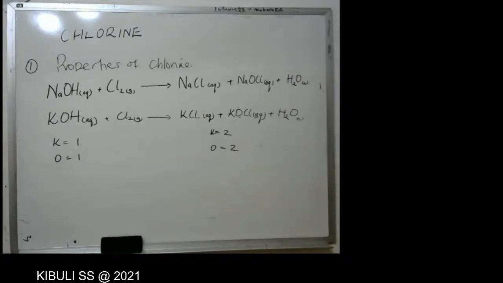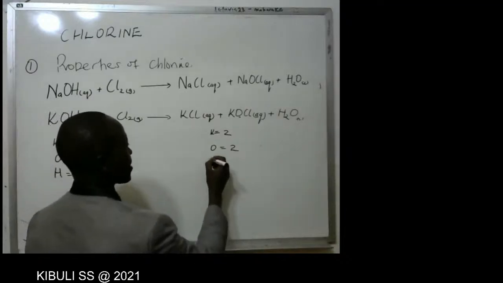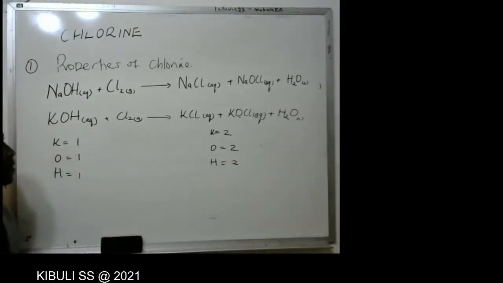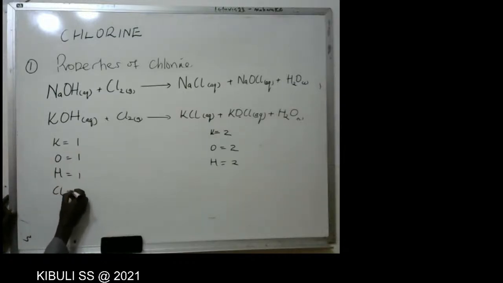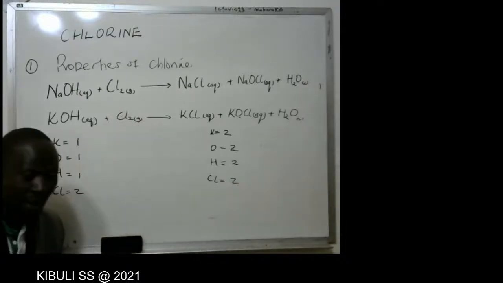Let's check on hydrogens. How many hydrogens are present this way? 1. H is only 1. How many H's are on the other side? H's are 2. Chlorines. How many chlorines are this way? 2. How many chlorines are this way? 2. What did we agree?